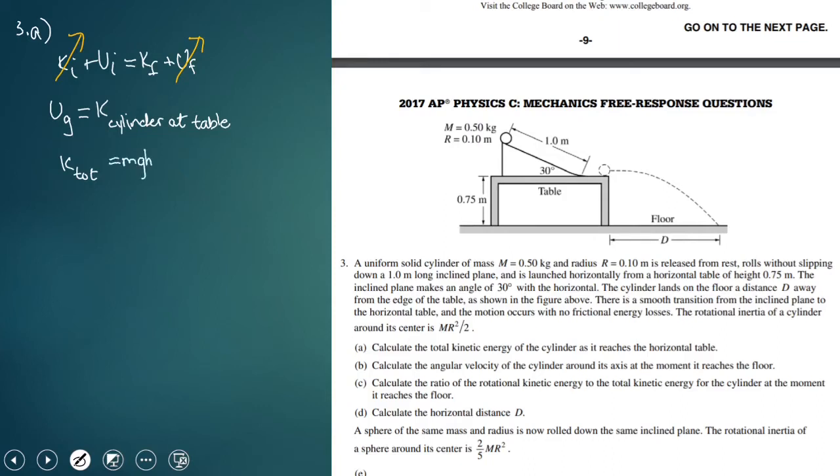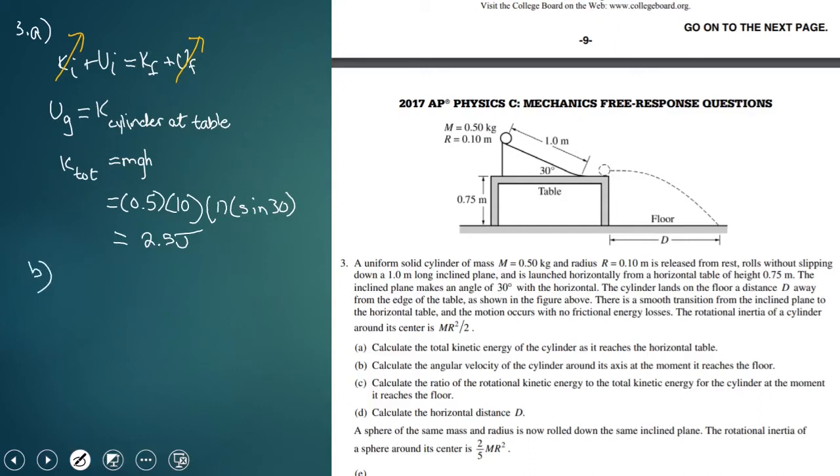Now we know that our mass is 0.5. We know that our gravity, I'm going to use 10. You can choose to use 9.8, that's up to you. And then our height, well, we're given that the inclined plane is 1 meter long, and we're given that it's at a 30-degree angle, so the height is 1 times sine of 30. Sine of 30 is 1/2. So I essentially get 0.5 times 10 times 1/2 times 1/2, or 10 over 4, which is 2.5 joules. So our total kinetic energy is going to be 2.5 joules.